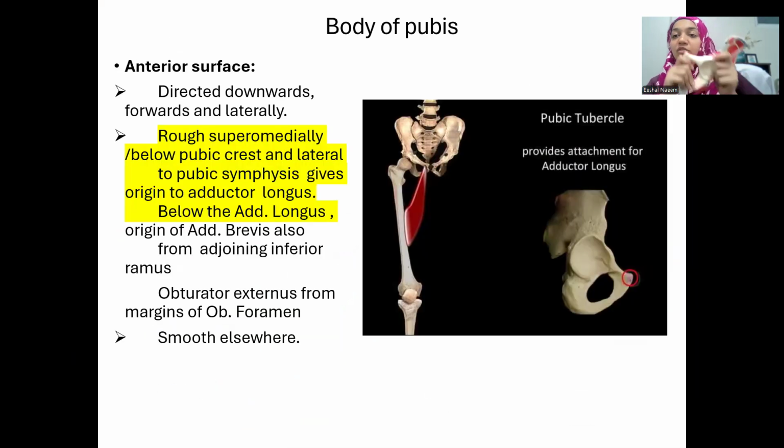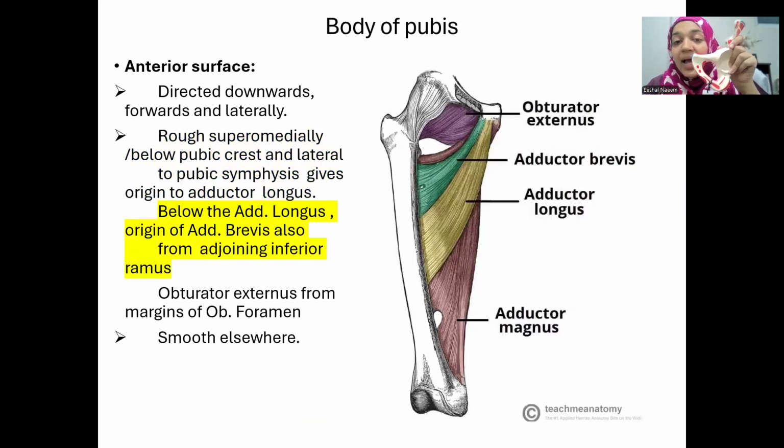Now we have the body of the pubis. The anterior surface of the body of the pubis has these two attachments here. They should be a little linear, but they're dotted in this model that I'm holding, even though these two should be a little linear. The upper one is the pubic tubercle, which attaches the adductor longus. The adductor longus comes off from here. Okay. And then the next one, a little below it, is the adductor brevis. Brevis in Latin means short, right? So the shorter muscle originates beneath the adductor magnus muscle.